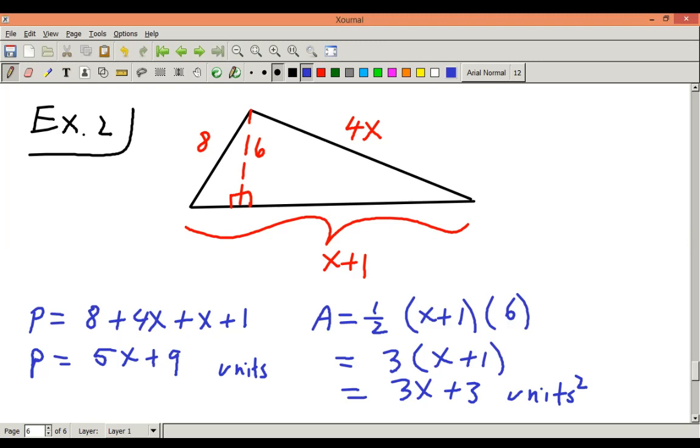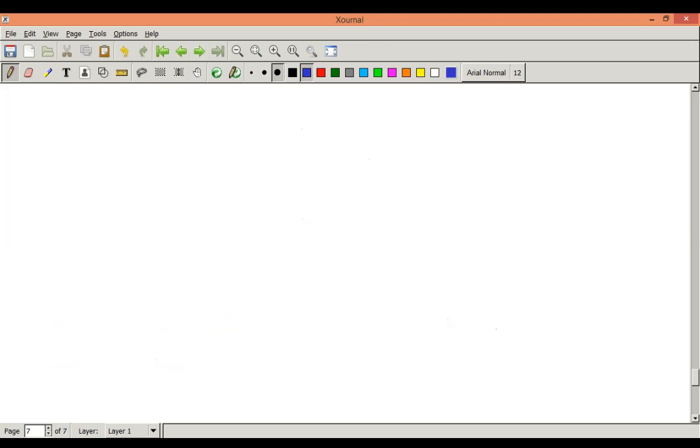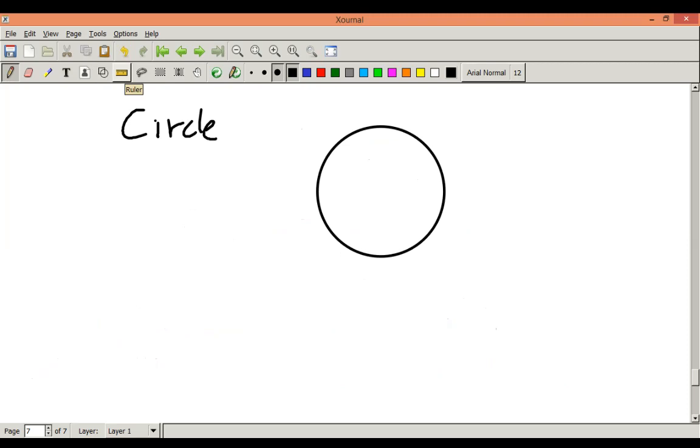Okay, we got one more shape to consider with perimeter and area, and that's the circle. So let's review what a circle is first. So a circle we know has a center, and then you got this diameter that goes through the center. So a diameter of a circle, I mean, we know what it is, but we'll put a definition with it.